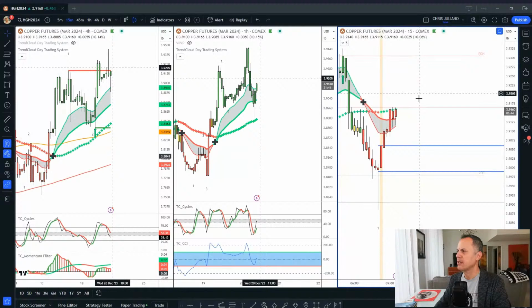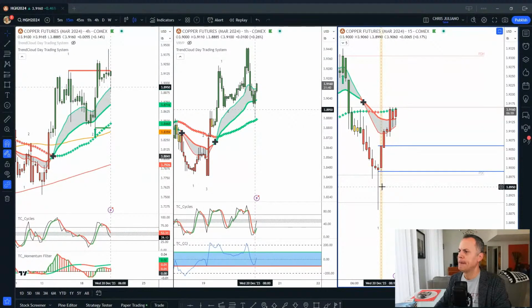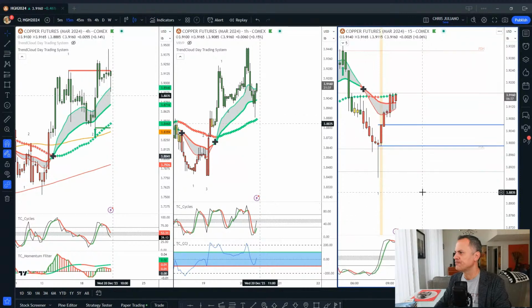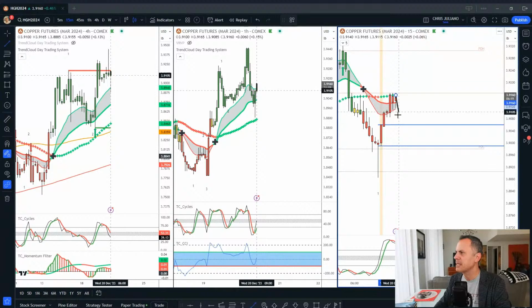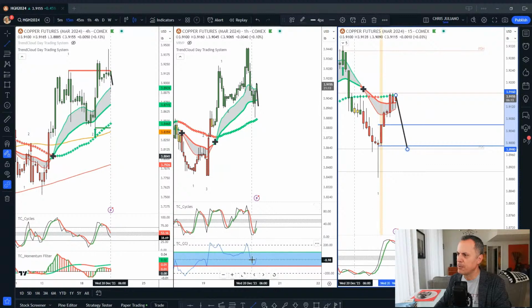Copper. Okay, copper broke out. Ooh, really nice rejection candle here. Cycling up. All right, so the middle time frame is cycling up. We don't have the momentum component. Oh, we do. We do have the momentum component. See here on this pullback into the opening range, we're cycling up and momentum.